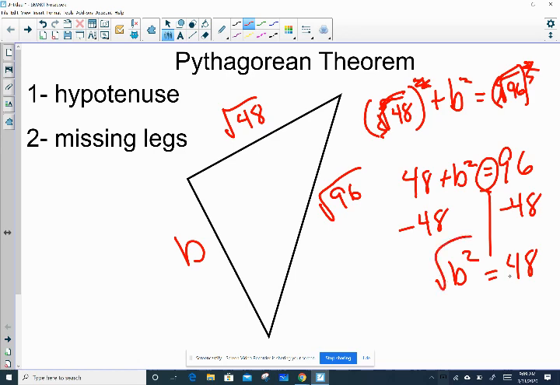So we'll go ahead and take the square root. Square root of b squared is just b. Square root of 48 is 6.9. Oh, wait, I don't need that. If it starts with a decimal, I'm just going to leave this as the square root of 48.